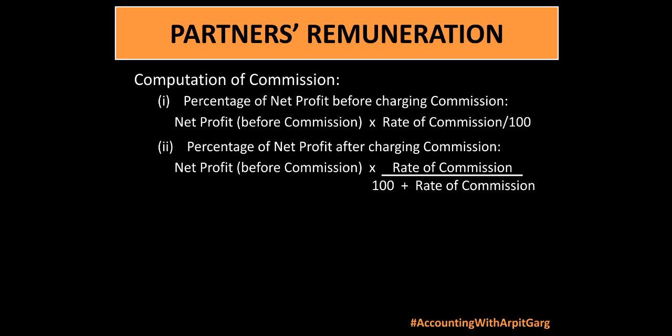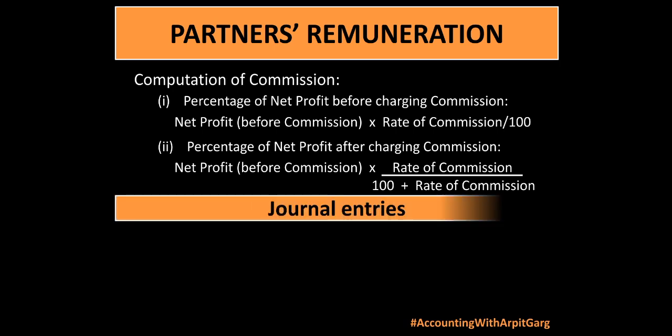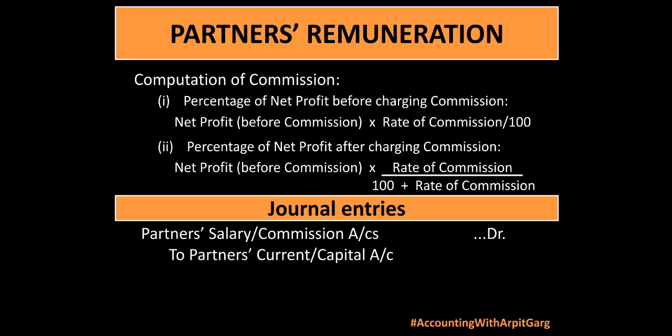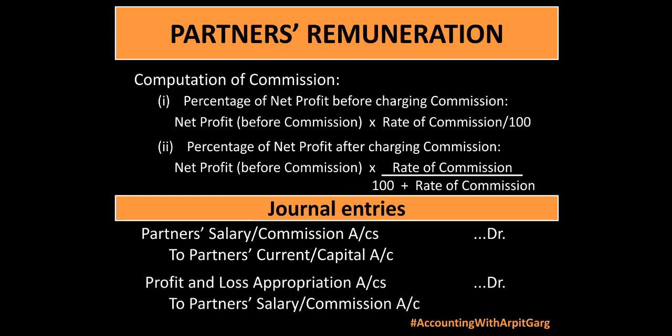Now as we know, remuneration we are paying to partner. So it is our expense. All expenses and losses are debited. So partner's salary or partner's commission account debit to partner's current or capital account depending upon fixed or fluctuating capital. Then profit and loss appropriation account debit to partner's salary or commission account.